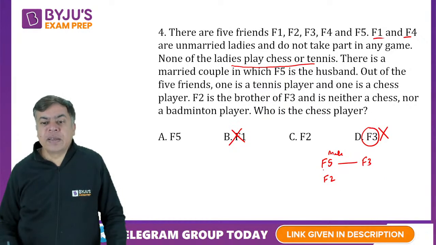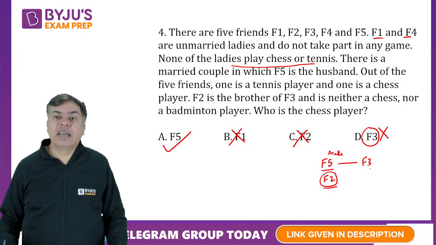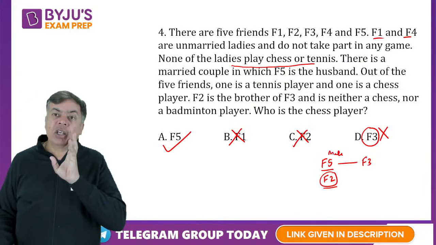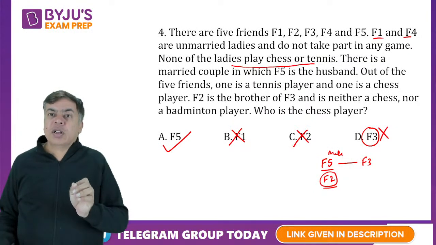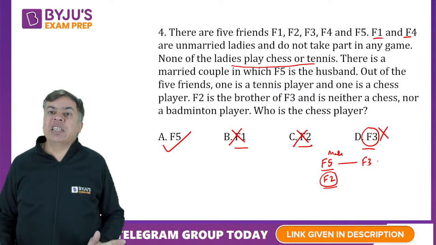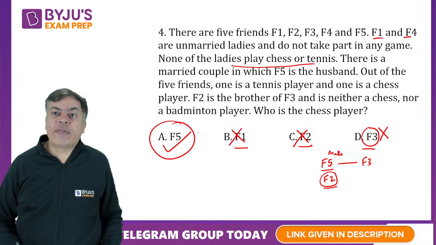F5 is a male member. F2 is also a male member. But F2 is the brother of F3 and is neither a chess nor a badminton player. So F2 is not a chess player, and F1 and F3 are females, so they cannot be chess players. So the only player that can be a chess player is F5.